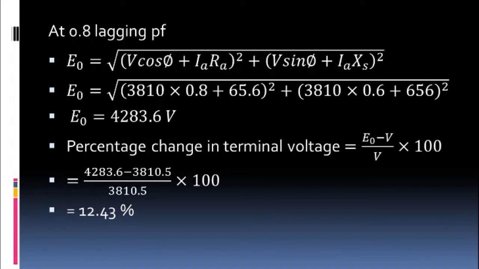You can observe one thing: for unity power factor load, it was 3.16%, right? So it was positive but a smaller value of voltage regulation. While for lagging load, the value is greater, 12.43%. And let's see what we get for leading. So next we will find out for 0.8 leading power factor.